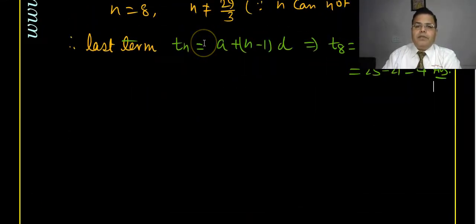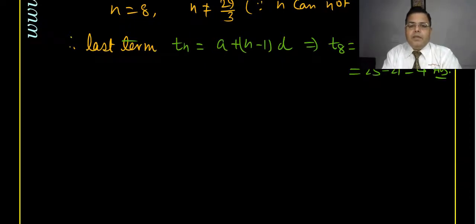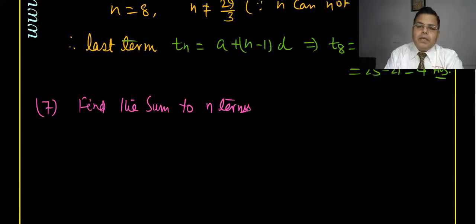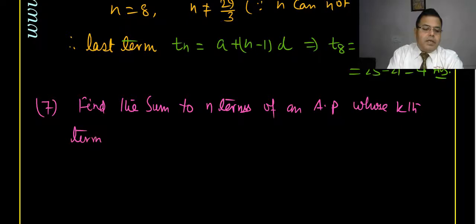Okay, now let us solve question number 7. Try to understand. This question says, find the sum to n terms of an AP whose kth term is given as, kth term is 5k plus 1.